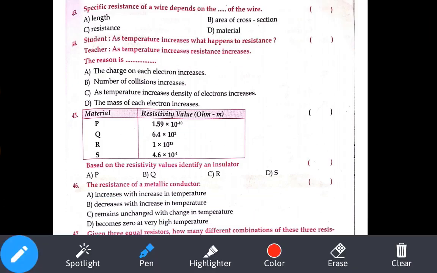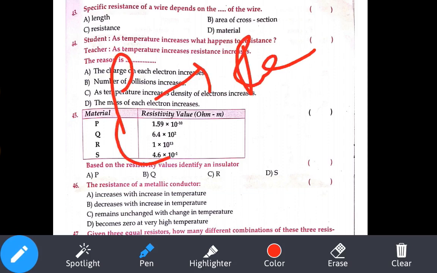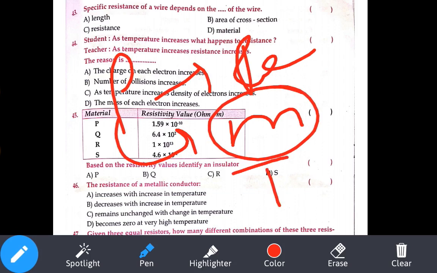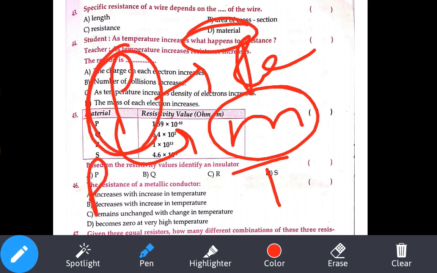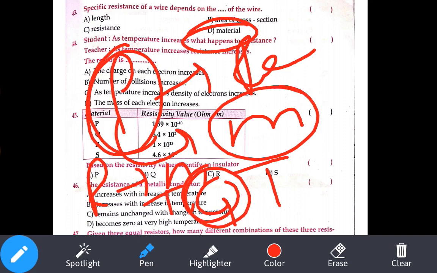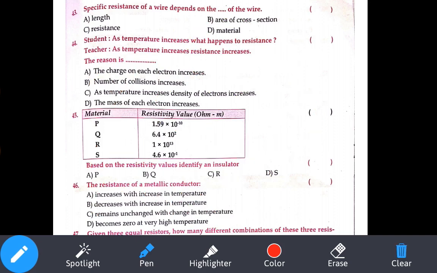The specific resistance of the wire. Now, specific resistance is also called resistivity. Specific resistance depends on two factors: one is the nature of the material and the other is the temperature. If you observe here, they have given area, length, resistance, material. Yes, that is our answer. Remember, resistivity depends on two factors and resistance depends on three factors: nature of the material, temperature, and geometry of the material. Geometry means length, area, all those things. So for resistivity they have asked the material.